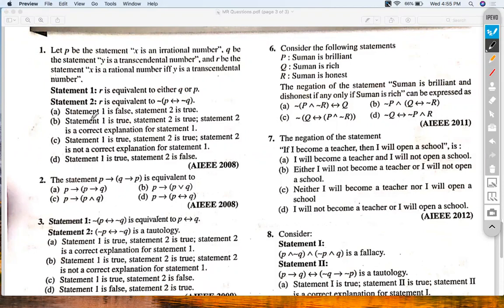Yes, okay, sir. Okay, let's check it out. So if you make truth tables of it, R is an irrational number, that's what P says. Correct? But this one says not P implies Q. Correct? Now what is my question saying? The question is saying that these two statements are equivalent. By the way, Q or P and P or Q are the same thing.